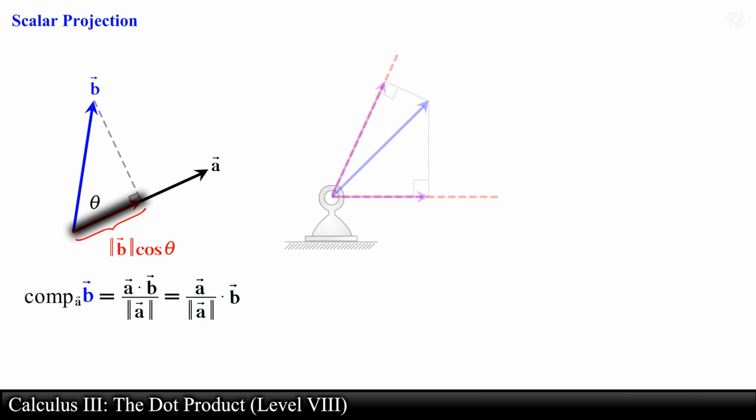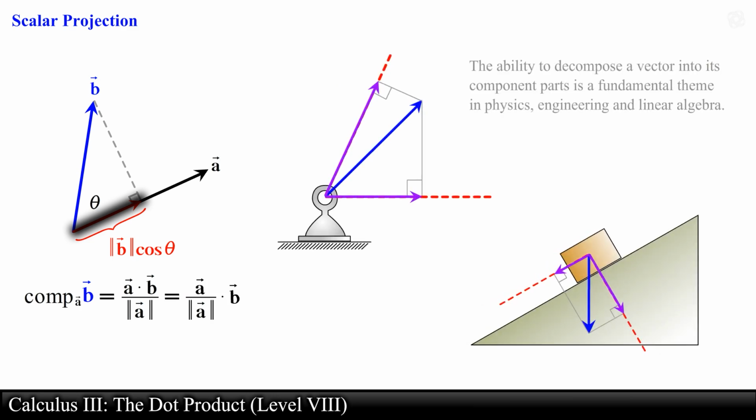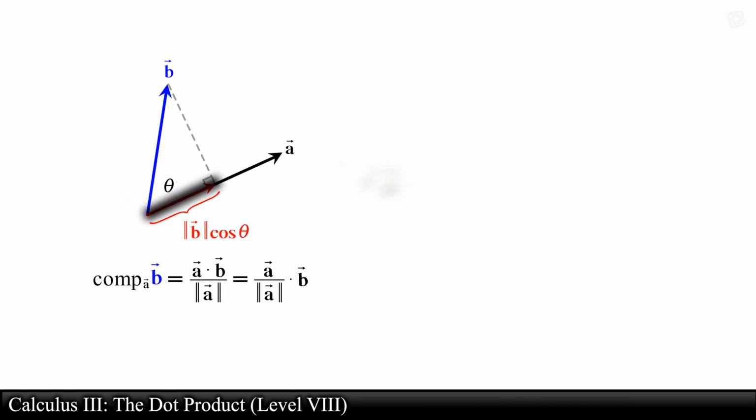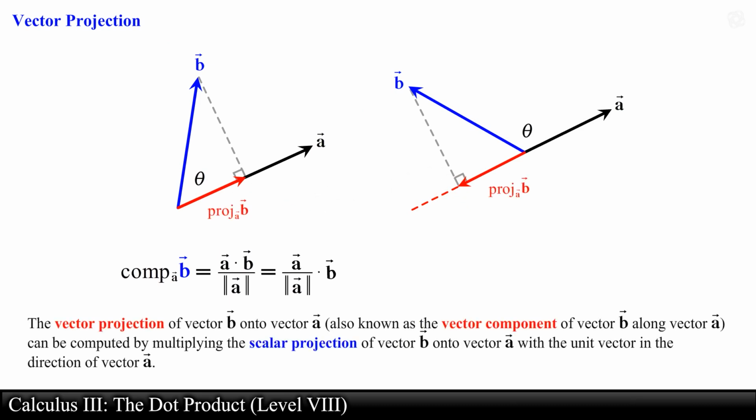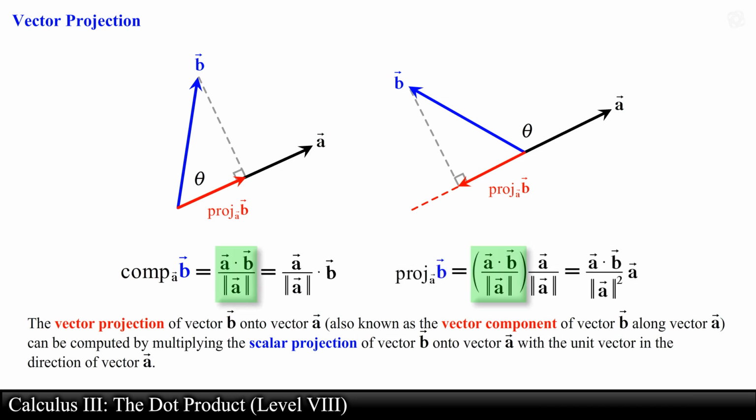The ability to decompose a vector into its component parts is a fundamental theme in physics, engineering, and linear algebra. We will see this in action in a later video. The vector projection of vector B onto vector A, also known as the vector component of vector B along vector A, can be computed by multiplying the scalar projection of vector B onto vector A with the unit vector in the direction of vector A.